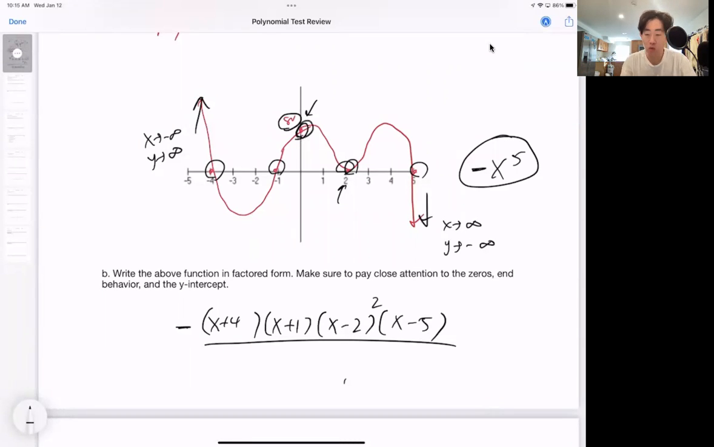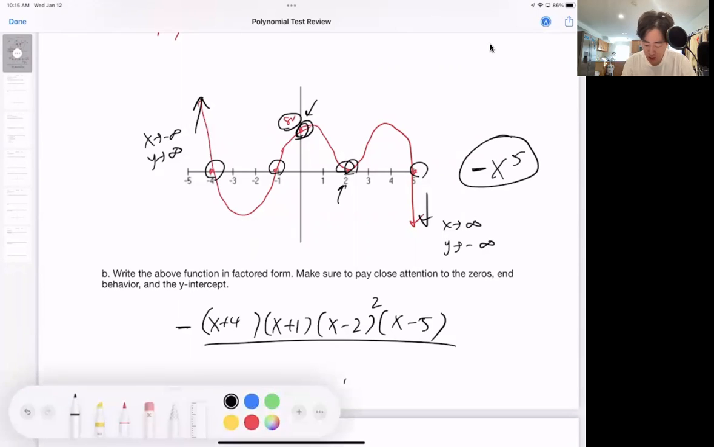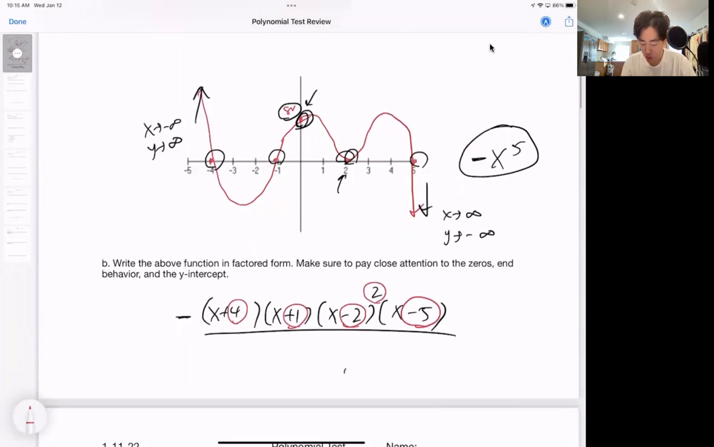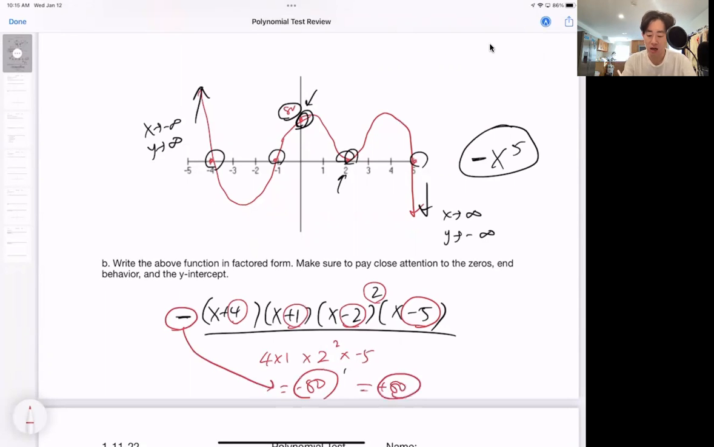The reason why I pointed out 80 was because if you take a look at all of these numbers from here, 4, 1, -2, -5, and then this obviously has to be squared. 4 times 1 times 2 squared times -5 gives you -80. Along with this negative sign in front of it, this makes it a positive 80. That's why the y-intercept is at positive 80. You just multiply the very last numbers along with the exponents and the leading coefficient, if there is any, to get that y-intercept value.